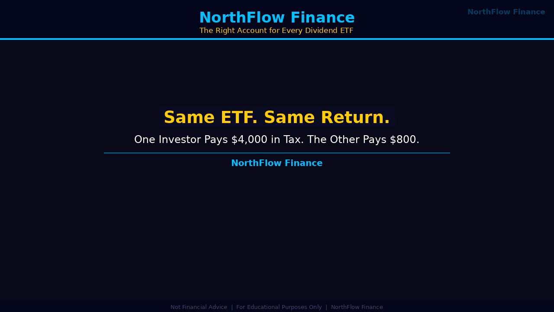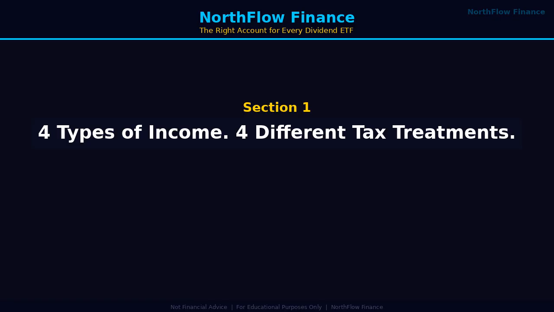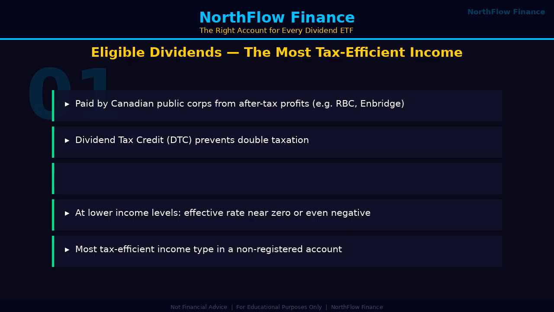Let's start with the basics. Before we can talk about account strategy, we need to understand how different types of investment income are taxed in Canada. This is fundamental. There are 4 categories. Category 1, eligible dividends. This is income paid by Canadian public corporations out of their after-tax profits. When a Canadian bank like RBC or a pipeline like Enbridge pays you a dividend, that's typically an eligible dividend.